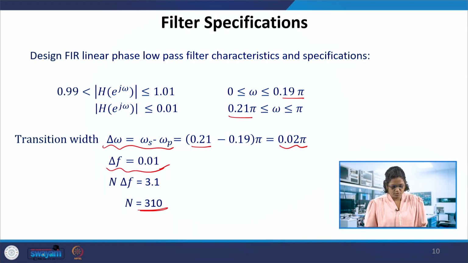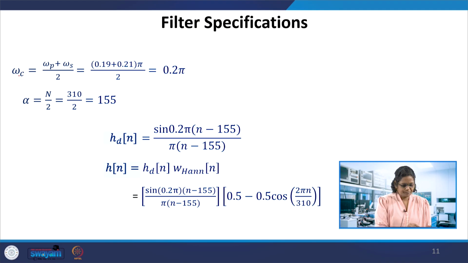So how do we get the filter coefficients here? Omega c is omega p plus omega s by 2, which is 0.2 pi. The cutoff frequency is between 0.19 and 0.21. And alpha, which gives the phase response and the group delay, is equal to n by 2, 310 by 2, that is 155. The slope of this phase characteristic varies with respect to omega. We get 155 because n is an even order here. In the previous case it was odd order, so we took n minus 1 by 2, 9 minus 1 by 2, which was 4. Here it is 310, so we get n by 2, which is 155.